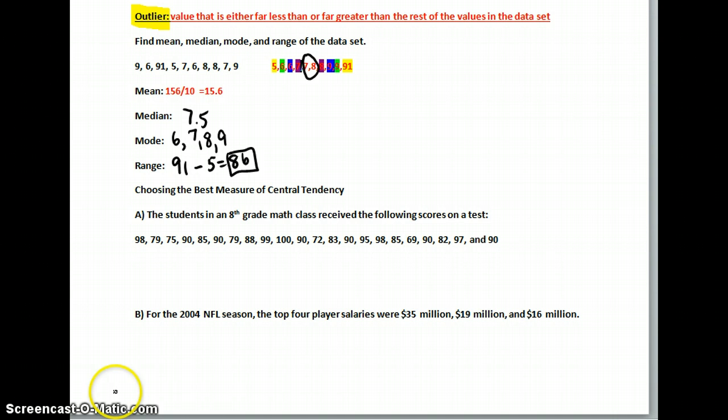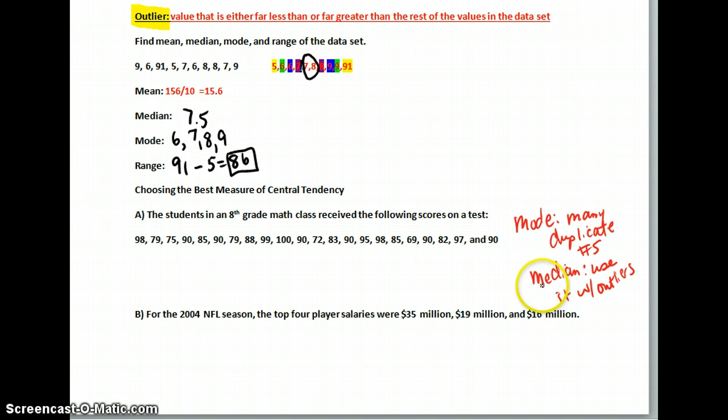Now for the next section, when you're given a data set, you may be given the choice of which measure of central tendency you think will best represent the set of data. A few rules apply. If you're looking for the mode as your best measure of central tendency, then you're looking for a data set that has a lot of duplicate numbers. So if you look through and you see that 90 appears a lot, 88 appears a lot, you're going to go with the mode, if there's a lot of numbers that occur more than once.